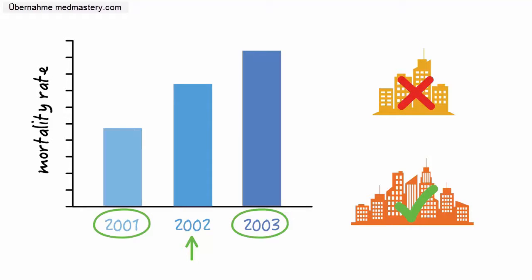One problem with comparing crude mortality rates between time periods, communities, or whatever groups you're comparing is that these groups usually have a different age distribution, and age is the strongest predictor of death.